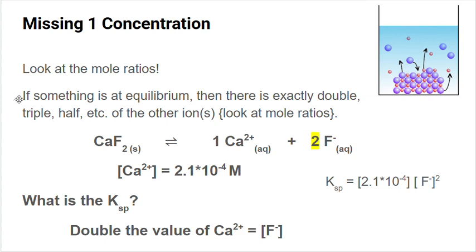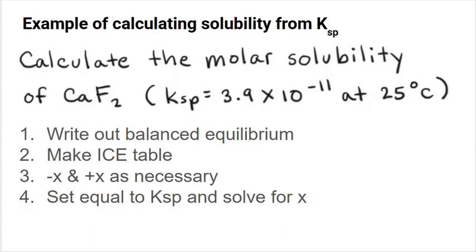Okay, if something is at equilibrium, then there is exactly double, triple, half of the other ions. So if we're already at equilibrium and they gave you the value, you can just use the mole ratios. If I have calcium is 2.1 times 10 to the negative fourth, to be able to find the F value, all I need to do is double the value of Ca, and I can put the F value in there, okay?